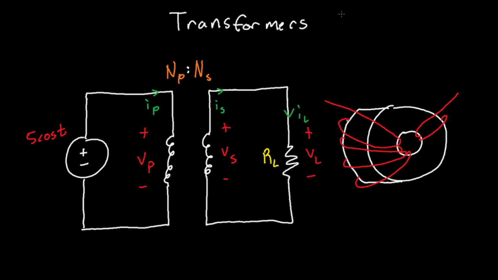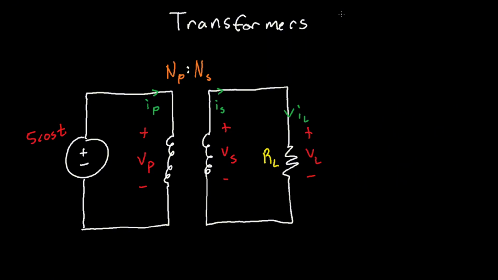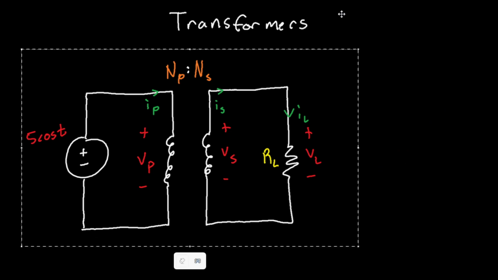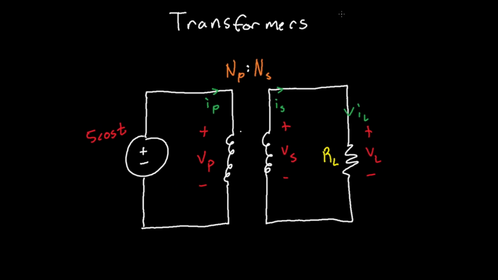So the amount of coils on the entry side of your voltage or current is your N of P, primary. P stands for primary, and the amount of coils on the output side of your core is called N of S, which is secondary. And you have voltages at your transformers. So the voltage before transforming is called V of P, and the voltage after transforming is V of S. And the current before transforming is I of P, and the current after transforming is I of S.